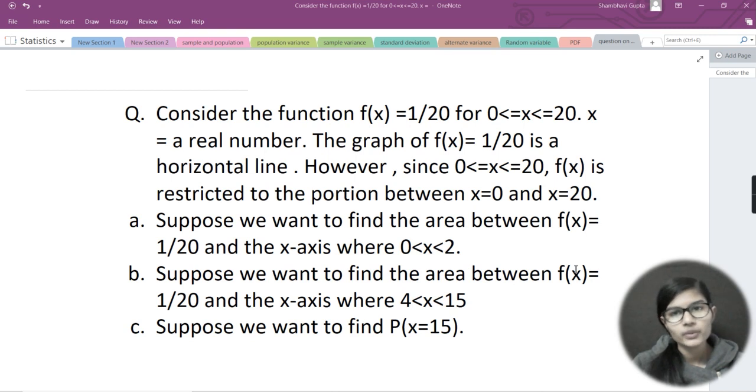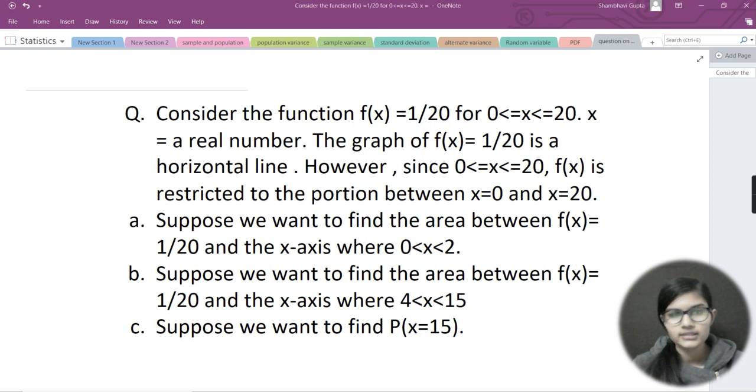In the previous example we saw a curve and a graph, and we wrote a little bit of mathematics. Today I have come with an example for you, a proper question, on how to find the continuous probability distribution function. Here I have an example: consider the function f(x) = 1/20 for 0 ≤ x ≤ 20.